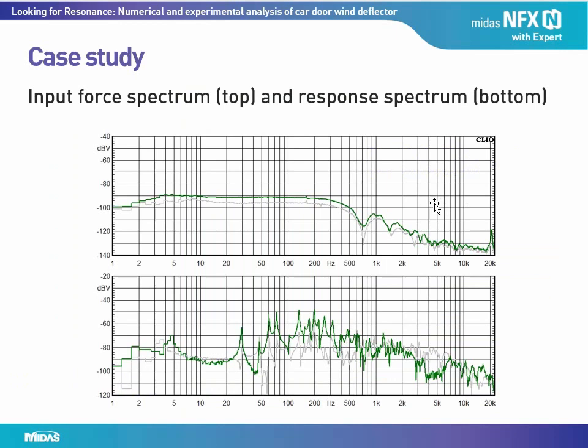Once we have all the hardware connected, we make a couple of strikes on the body to test whether the system is running properly or not. The input force spectrum, shown in the top graph here, is a flat spectrum up to about 300 Hz. This is a typical spectrum for a good impact, which is equivalent to a single unit directional pulse.